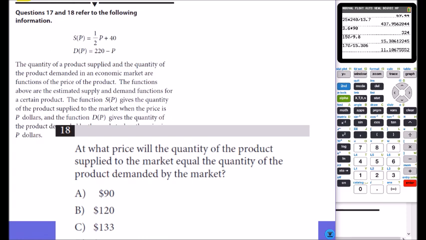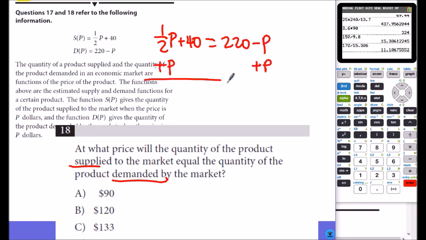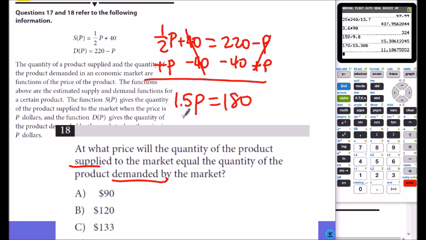Same question, so now at what price will the quantity of the product supplied in the market equal the quantity of product demanded? So we're asking for P when these two are equal. So half of P plus 40 equals 220 minus P. To solve for P, move the smaller P first, or add P to keep the variable positive. So half plus 1P is 1.5P. And can I just move 40 at the same time? So I get 180 equals 1.5P.